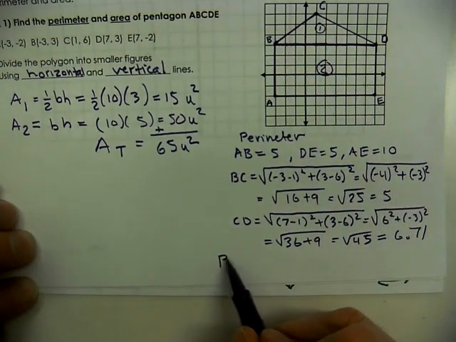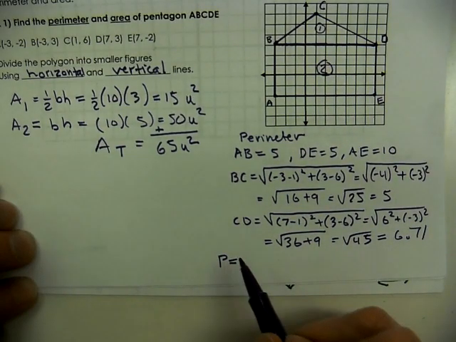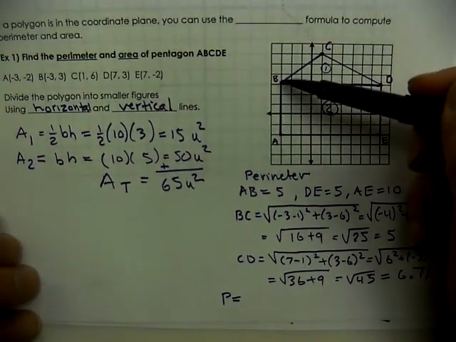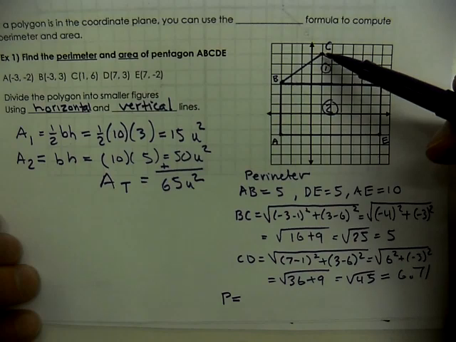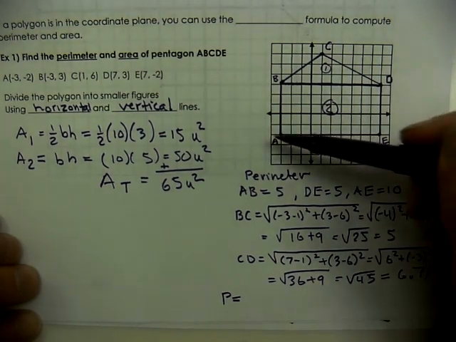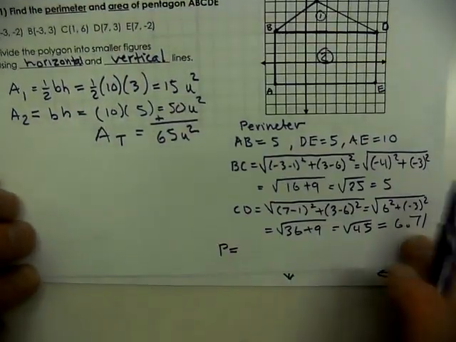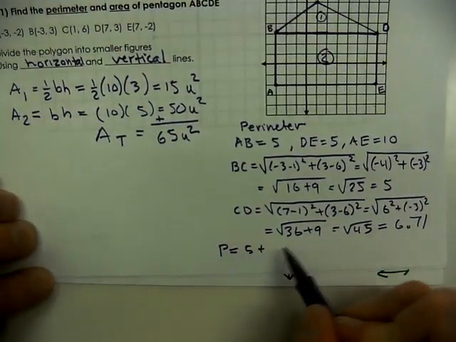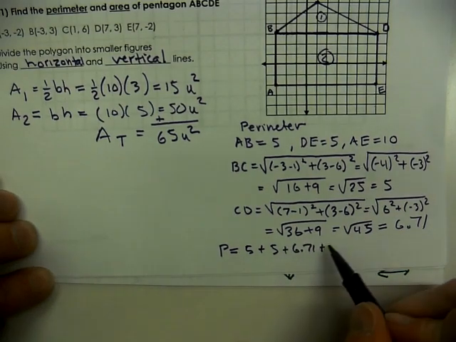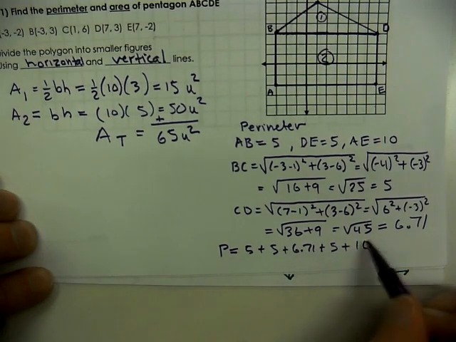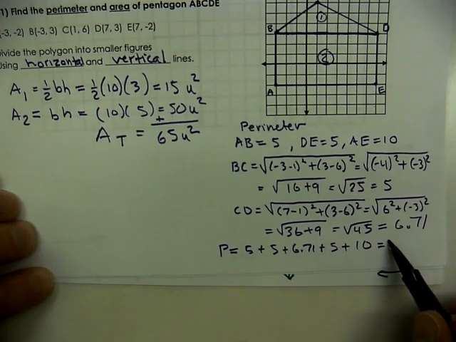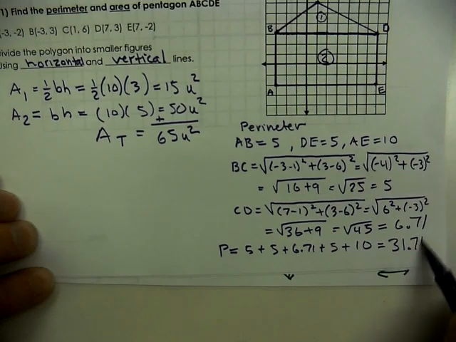So the total perimeter, remember it's a distance around the object. So if we start at point A, we go up 5 units, over 5 units, down to 6.71 units, down another 5, down another 10. We've gone all the way around once. That's our perimeter. I think I have them all. 1, 2, 3, 4, 5. Yeah, so we add them all together. And we're going to get about 31.71.